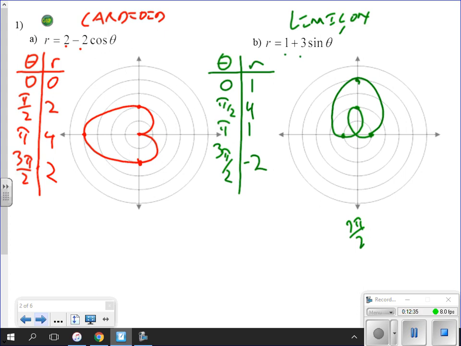Does one have a loop in it or does it not have a loop in it? You don't have to know the names. It helps to be able to recognize and know the difference between them in order to make it easier.